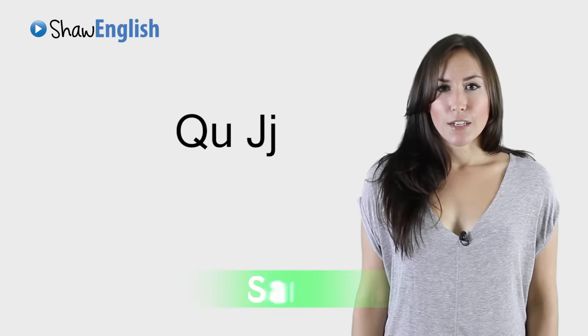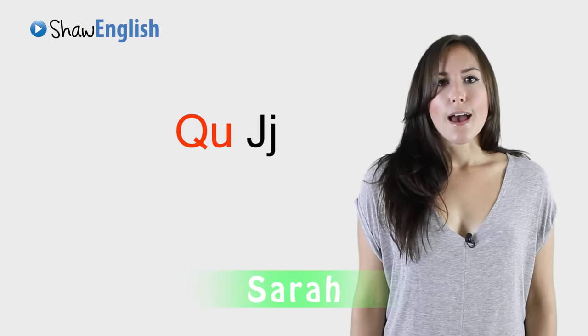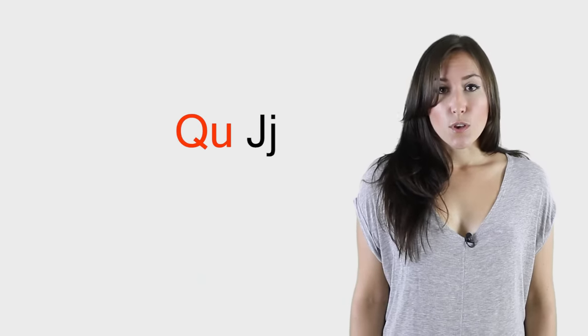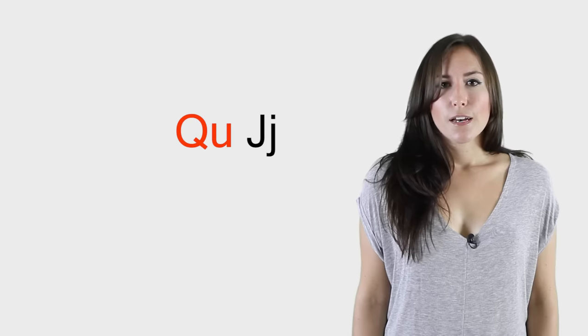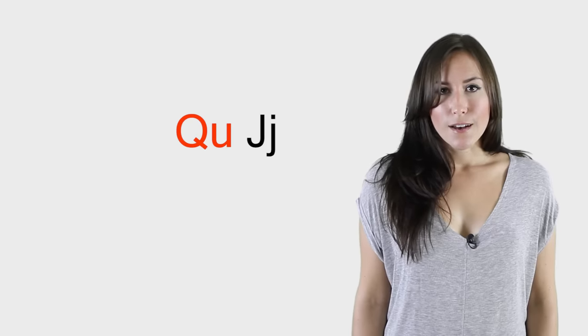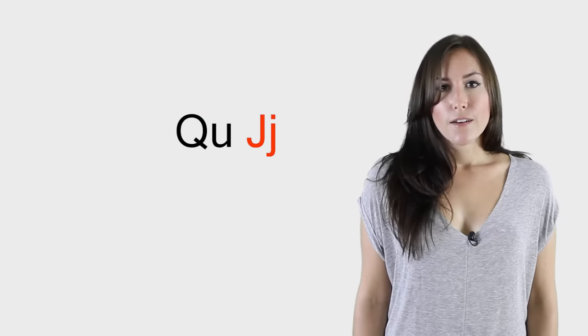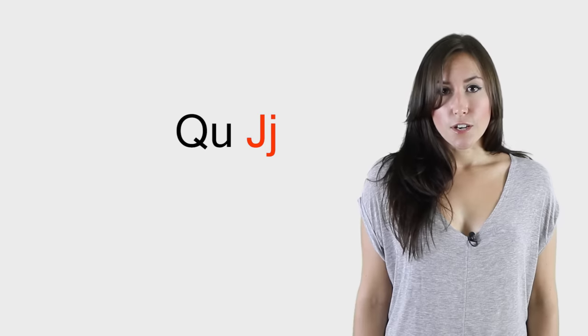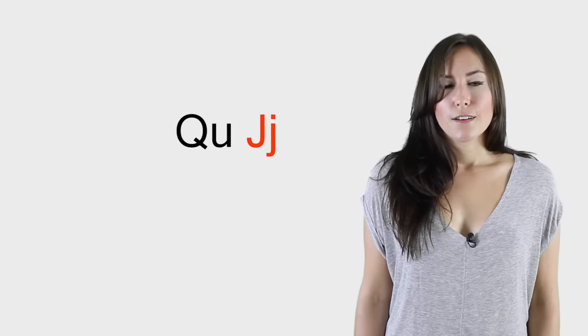Let's listen to the letters Q, U, and J. Q, U. Qua, qua, qua. And J, J, J, J. Please listen carefully and always repeat the letter and the word after me. Let's get started. Q, U. Q and U are always together. They make the sound qu, like KW.